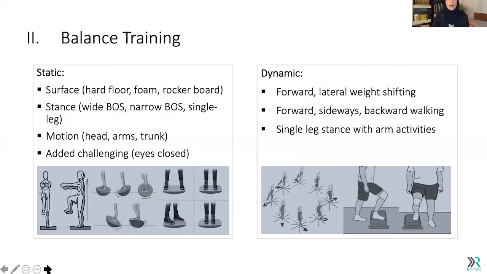Then we should address balance training to improve stability and to reduce the risk of injuries, especially ankle twisting injuries. We should start with static exercises while standing in place without moving the feet, and then add some challenges such as changing the surface, a narrow base of support, or eliminating the vision, and then proceed to dynamic balance training that involves maintaining postural control while moving in different directions with different amounts of resistance.